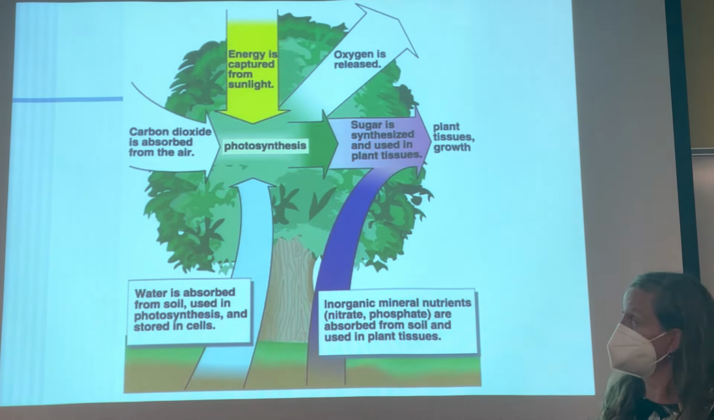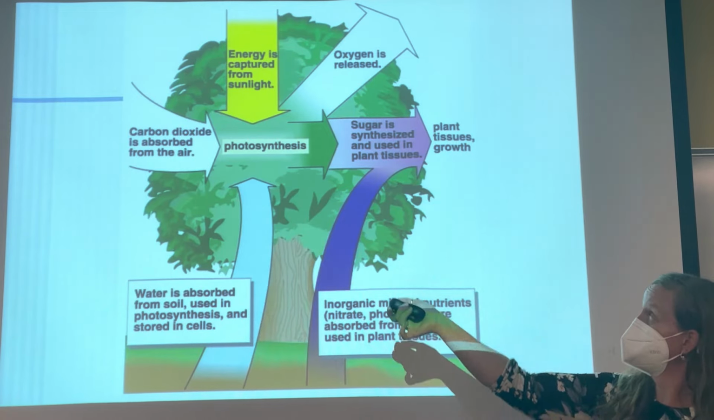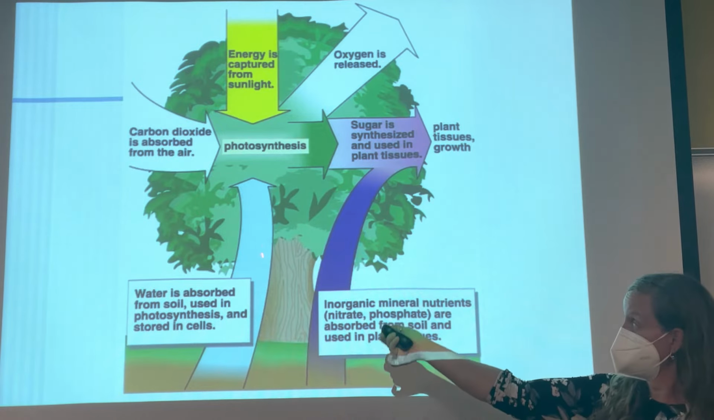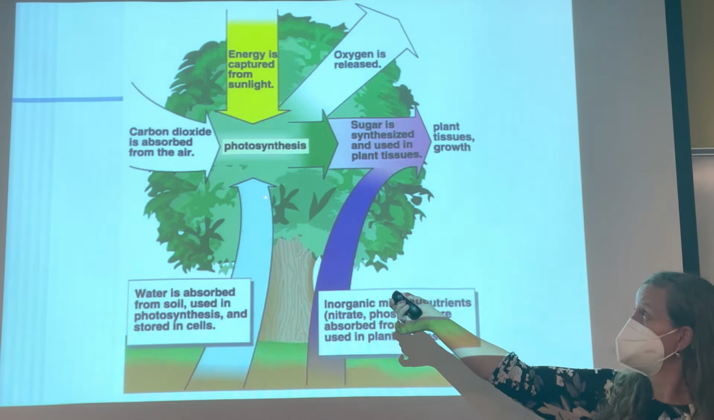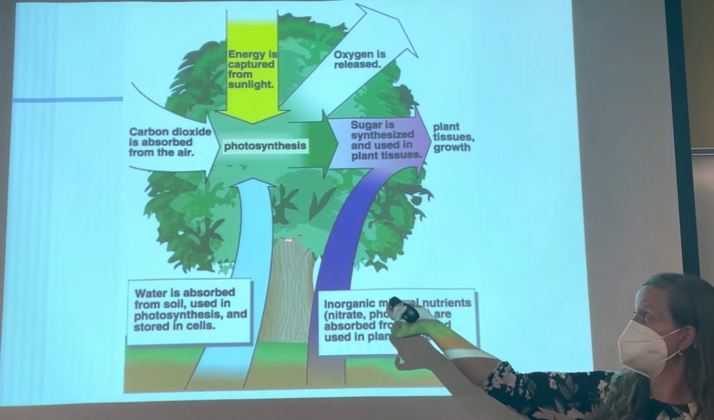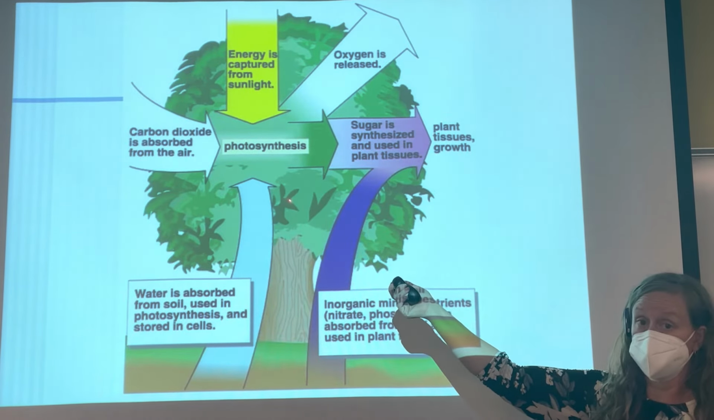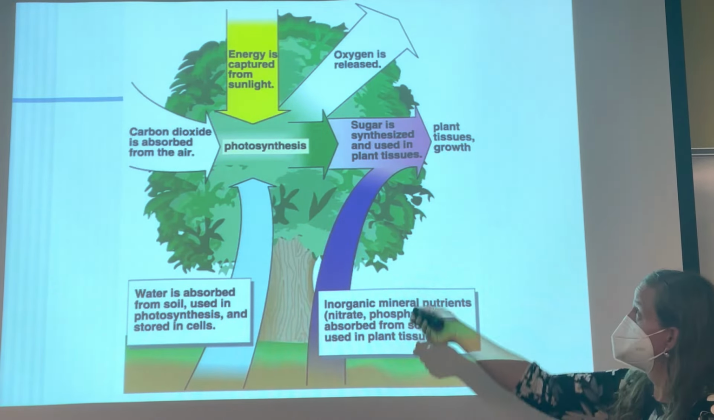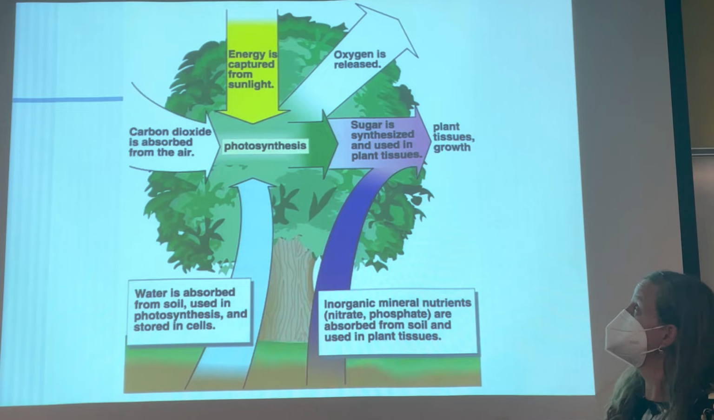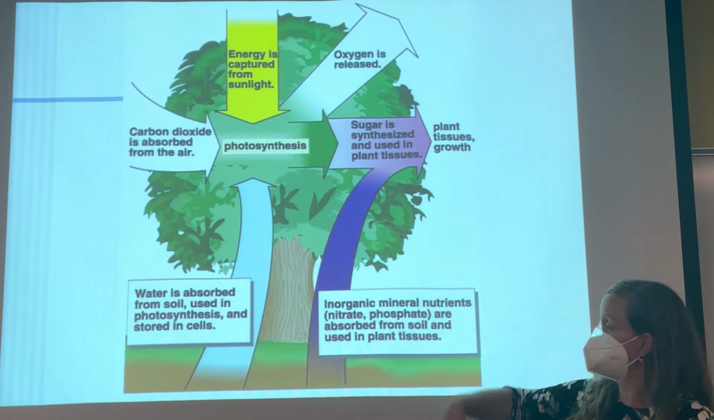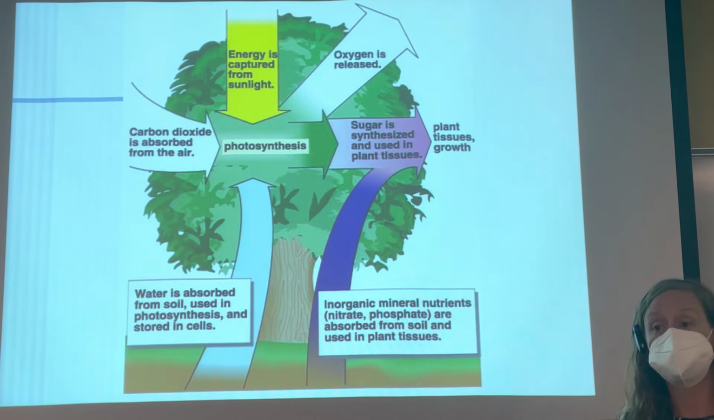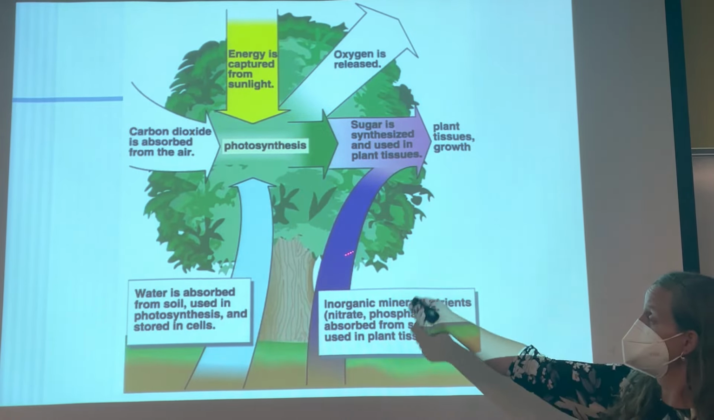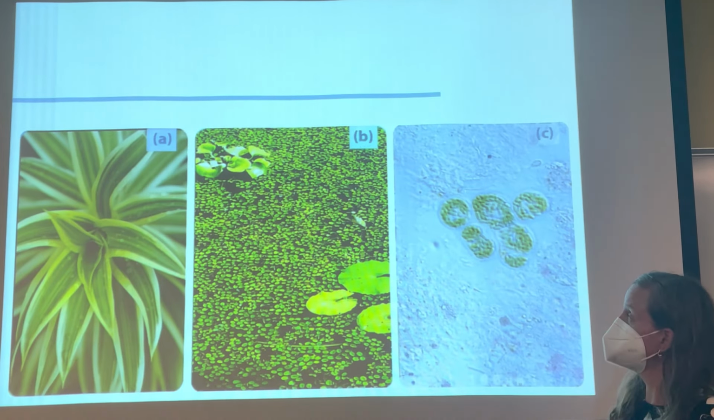So very simply, the producers take carbon dioxide from the air, energy that's captured from sunlight, water taken in from the ground. The three of these abiotic factors go into the process of photosynthesis in a producer, and it releases oxygen and makes sugar, but also other types of molecules and compounds that we eat. Also helps the producers to grow themselves.